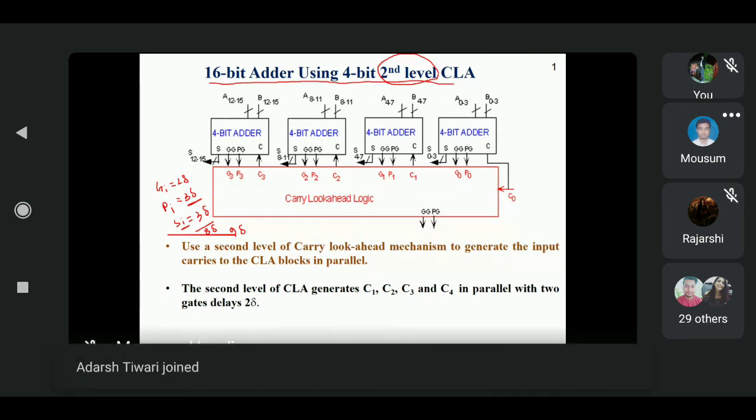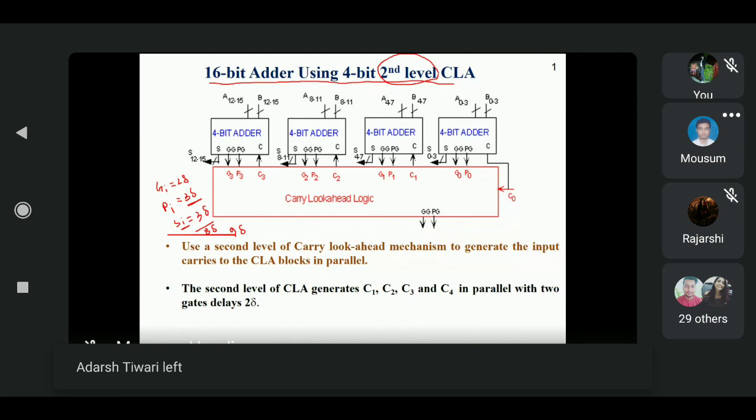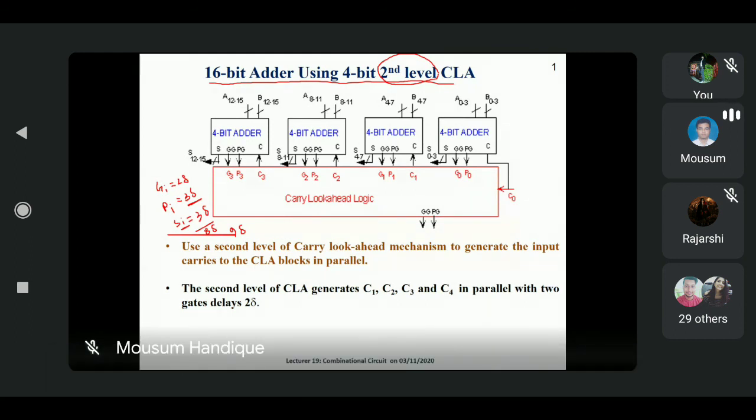Now, talking about the 4-bit adder, it is okay. But how can we design the 16-bit adder? If we use a 16-bit adder directly for bits 0 to 15, it is very lengthy, meaning we are computing a large number of bits. So when we use the 16-bit adder, we use four 4-bit adders, because 4 into 4 is 16.